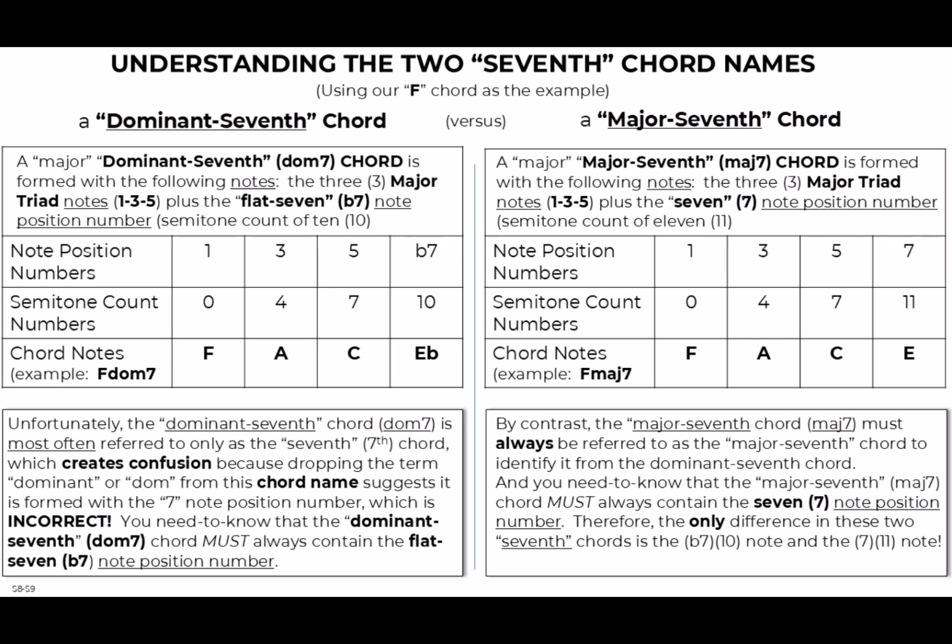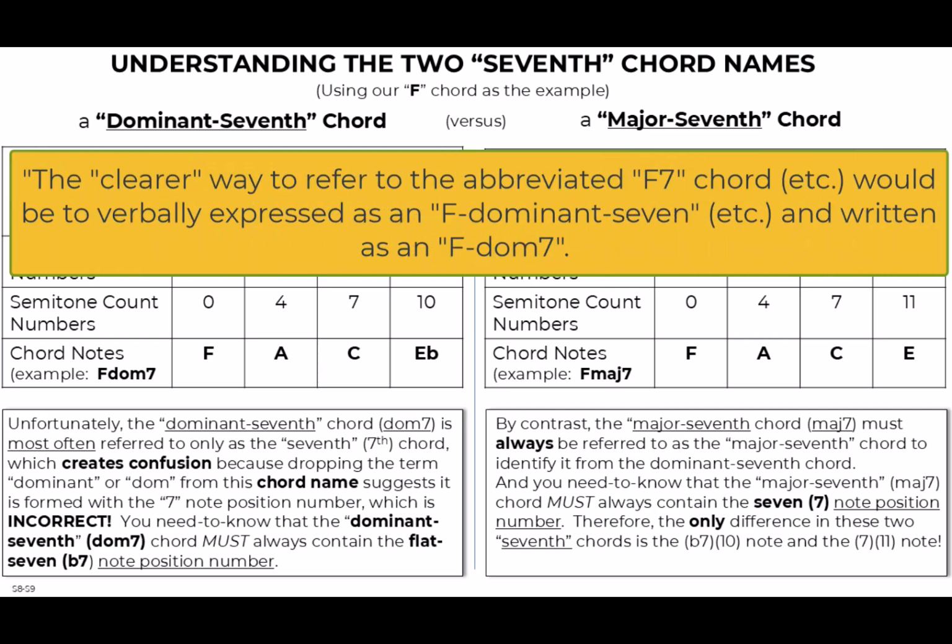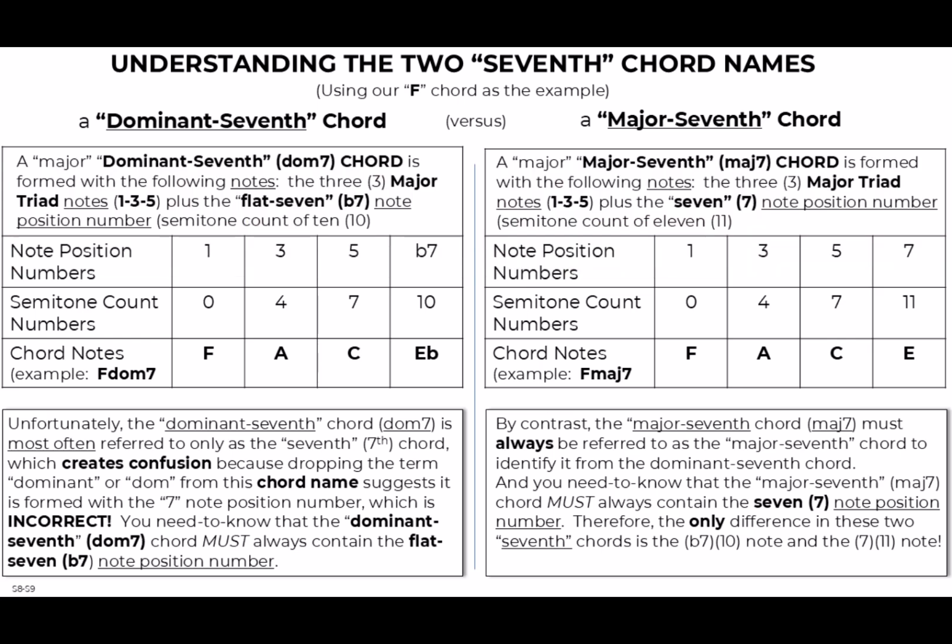To clarify, as mentioned earlier, the more technically correct and clearer way to refer to this abbreviated and commonly used F7 chord or C7 or E flat 7 would be to express them as an F dominant 7th or a C dominant 7th or whatever, and then therefore abbreviate in writing as an F DOM 7. This verbiage then would go a long way in helping eliminate the chord naming confusion between it and its sister major 7th chord name.